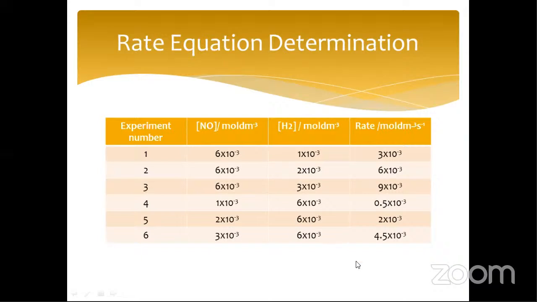Is there anyone who does not understand why it is second order or does not agree that it is second order? And please don't be shy. The purpose of today is to clear up misconceptions. So if you don't understand, I see a hand. Crystal, was that? Yes, Miss.